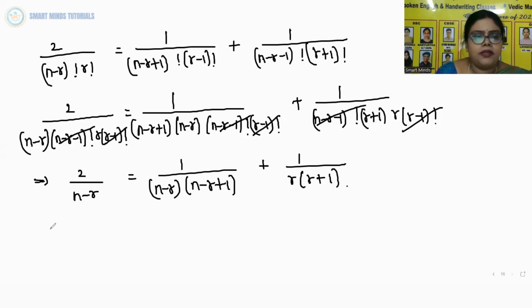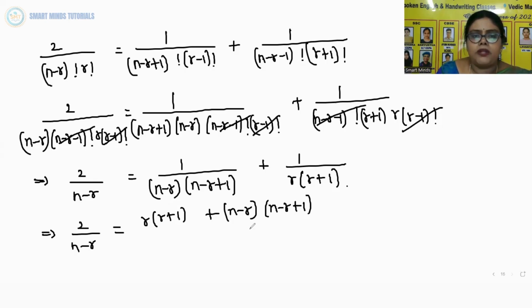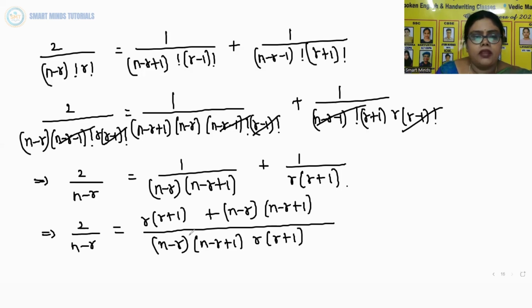Now we take the LCM here. So 2 by (n minus r) is equal to r into (r plus 1) plus (n minus r) into (n minus r plus 1) by (n minus r) into (n minus r plus 1) into (r plus 1). Now both the denominators (n minus r) get cancelled. Now we have to cross multiply and simplify. Over here we have r. I missed r over here. So you get r also. So r and r also get cancelled.